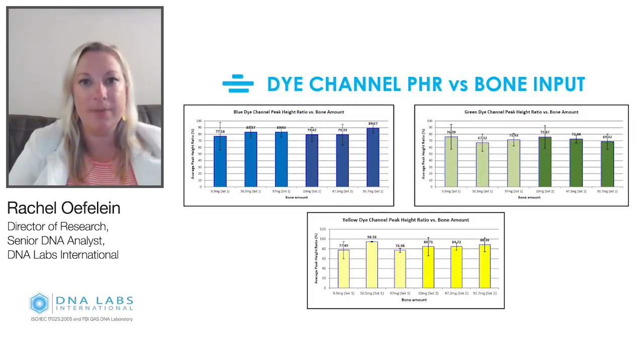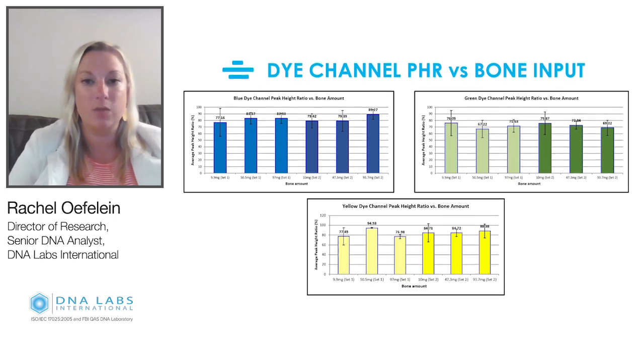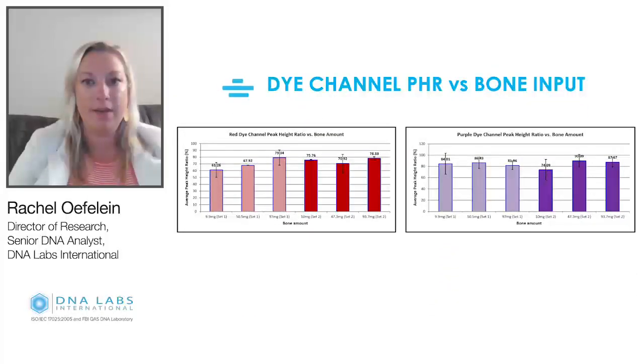Here we have dye channel peak height ratio versus bone input. Again, really well balanced regardless of input. We're having great peak height ratios regardless of dye channel as well. And here we have the red and purple.